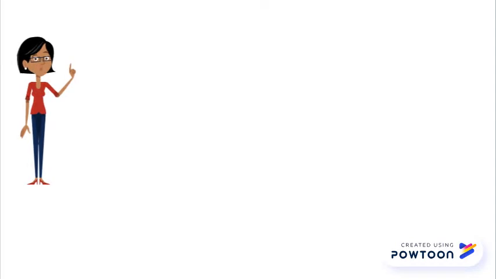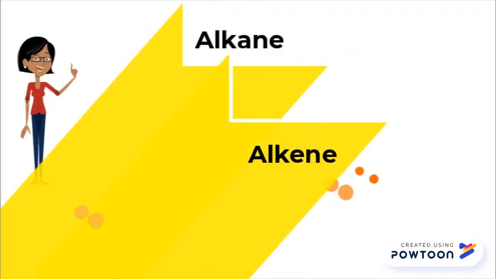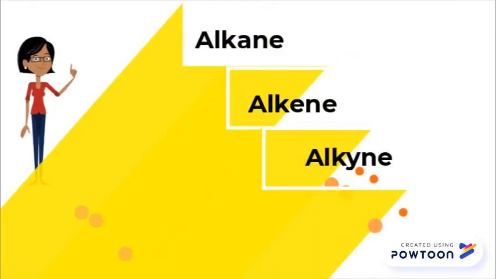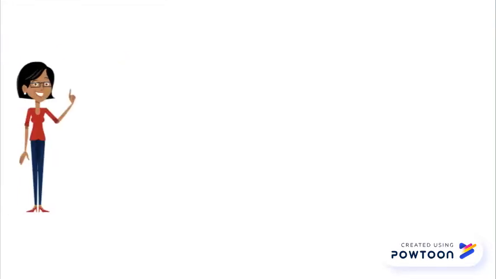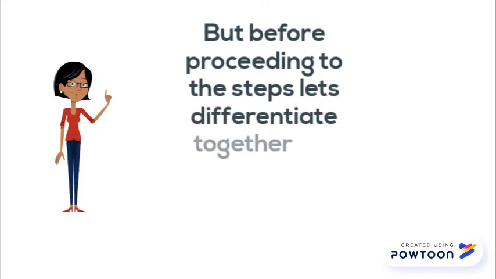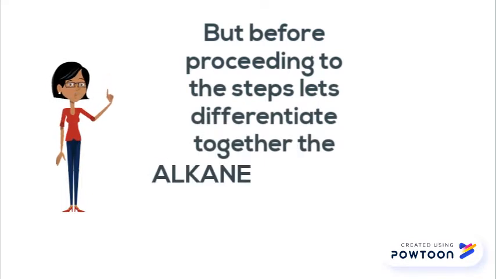We can apply the 6 steps to all compounds such as alkane, alkene and alkyne by following the IUPAC rules to ensure that it will be named correctly. But before proceeding to the steps, let's differentiate together the alkane, alkene, and alkyne from each other.